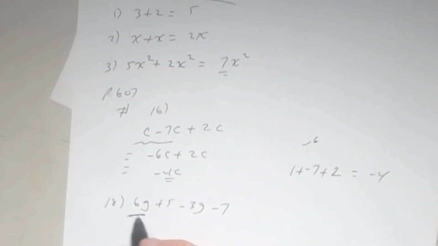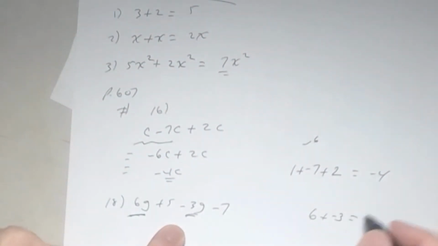This coefficient is what? 6. So on your calculator, you're going to say 6 plus, and this coefficient here is what? So on your calculator, you're going to say 6 plus negative 3 equals, and what do you get? 3. You get the number 3, right? So therefore, what's 6g and a negative 3g? 3g. So far I have the term 3g.